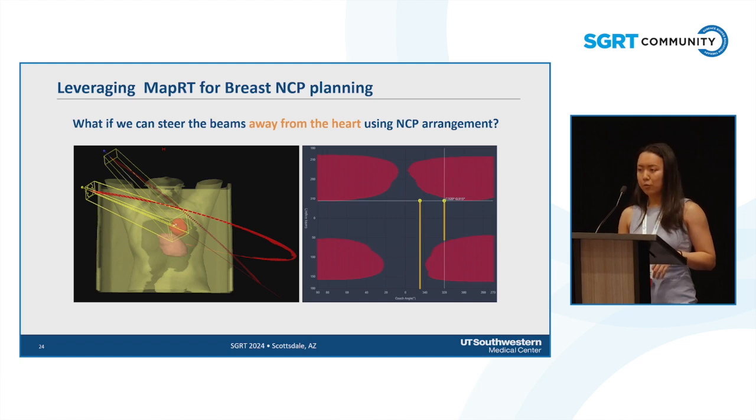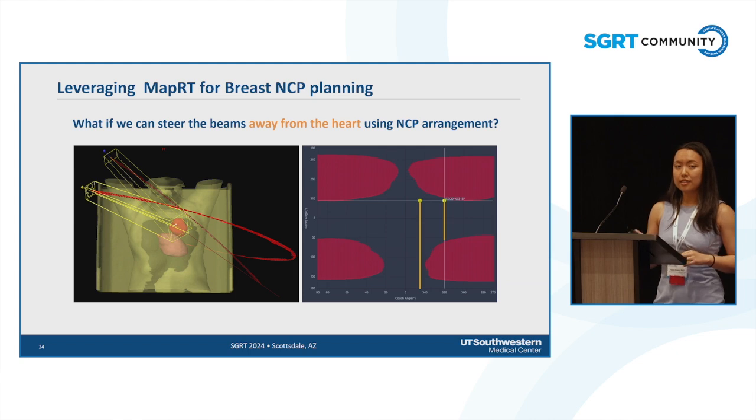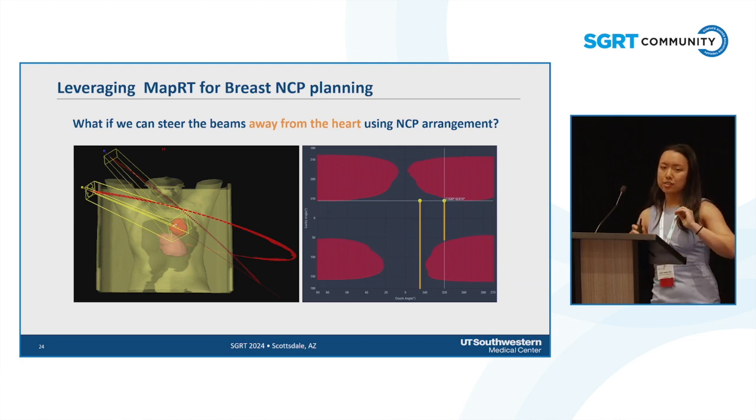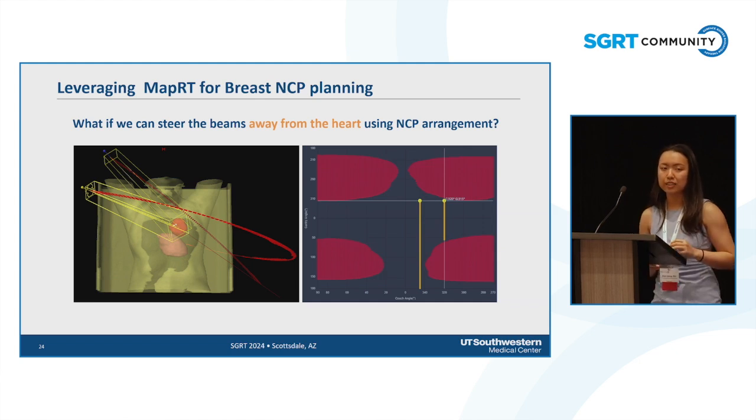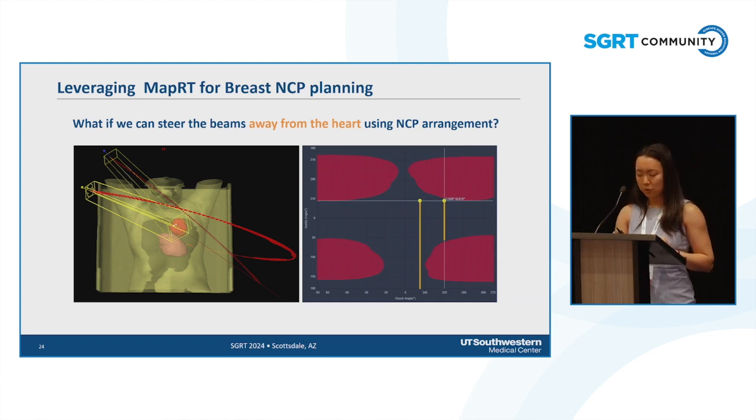But we want to leverage MapRT for non-coplanar planning. In this case, our theory is if we can just steer the arc away from the heart based on where the lesion is. In this case, we're tilting both beams, one at couch 345, the other at couch 320. We want to see how much that will help us.